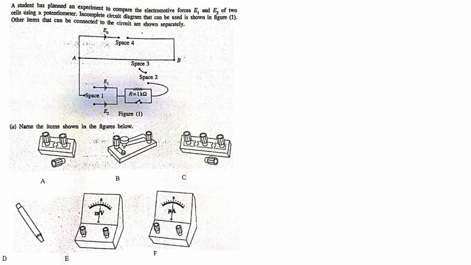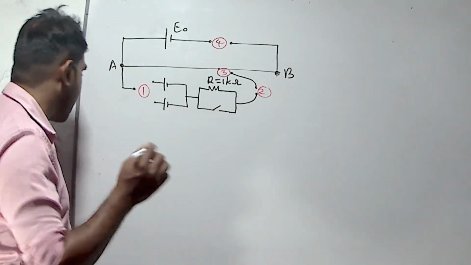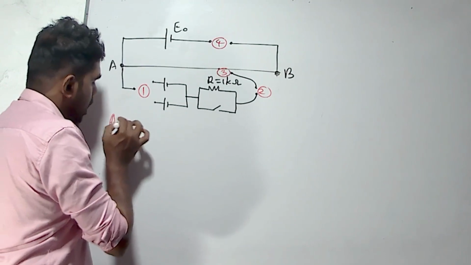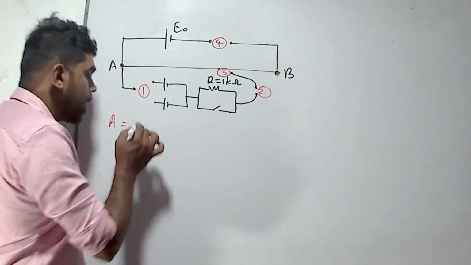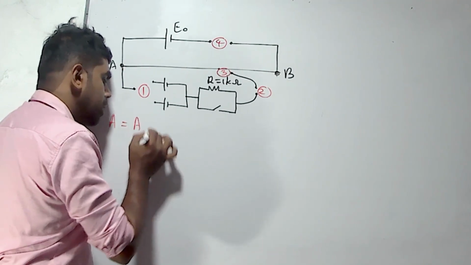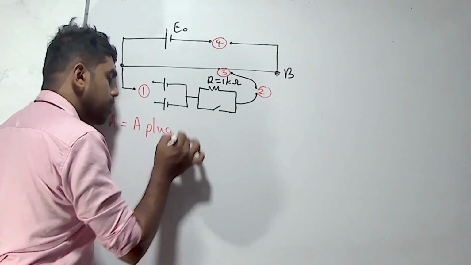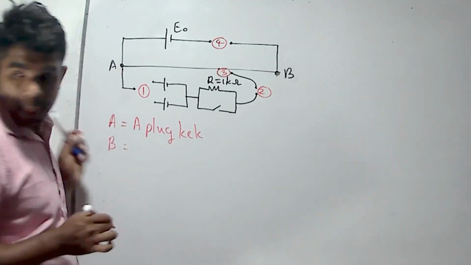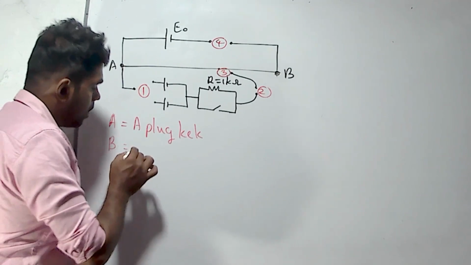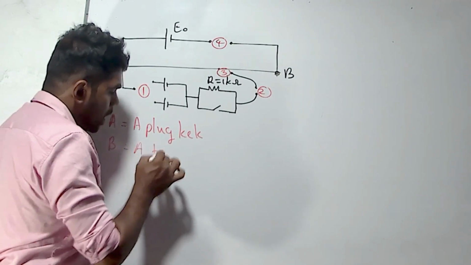Part A. Name the items shown in the figures below. We have to identify the items given in the figures. A is the plug key. Then B. B is the tap key.